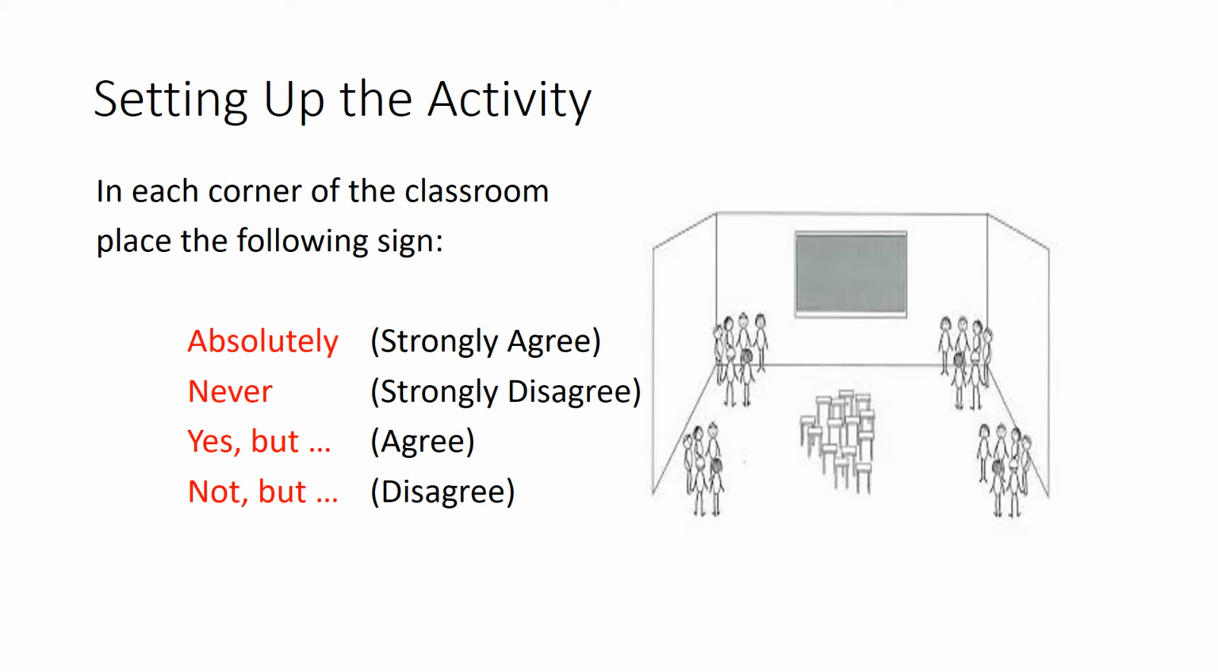So setting up four corners is really, really simple. Literally all you do is establish in each corner of your room a space. And I used to just laminate, and I've had these for years, 8.5 by 11 pieces of paper. And in one corner I would put absolutely or strongly agree. In one corner, never or strongly disagree. So in each respective corner, there is an opinion, an attitude, a perspective. Very, very simple to do.